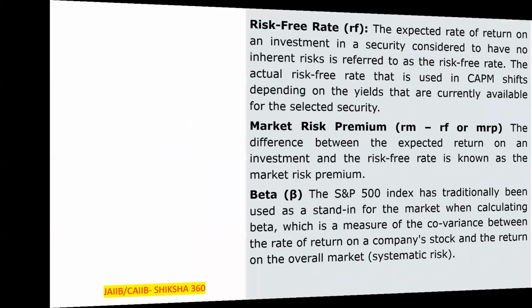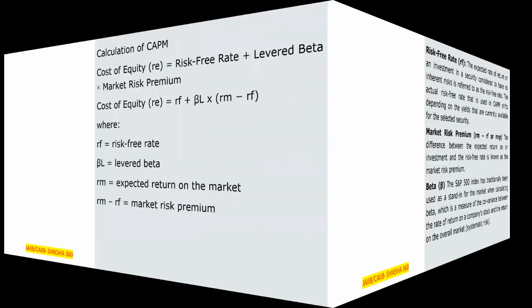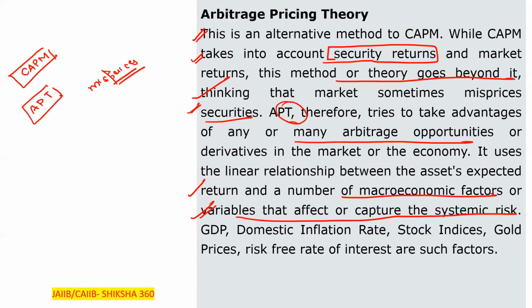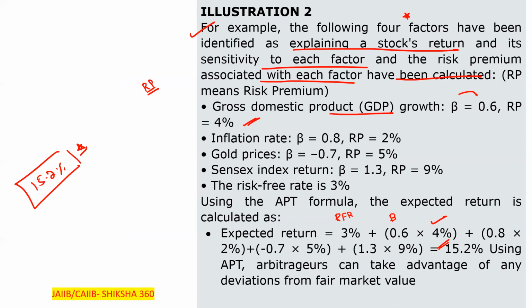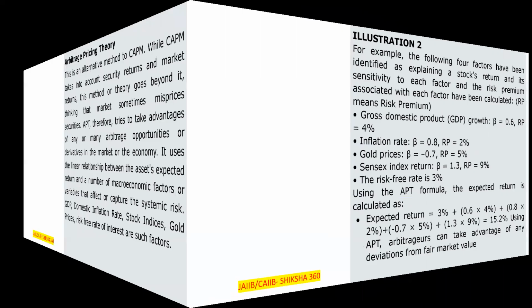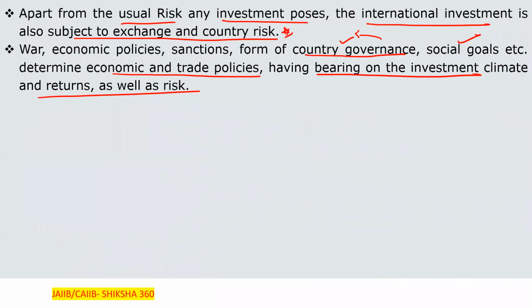Is it clear to all of you regarding the CAPM? What is the formula for that? Here we use only one factor, and in the next we are using multiple, like whatever they mention, such as inflation, gold, Sensex index return, and GDP. All these things we have to cover. Any doubt or query, you can ask here.